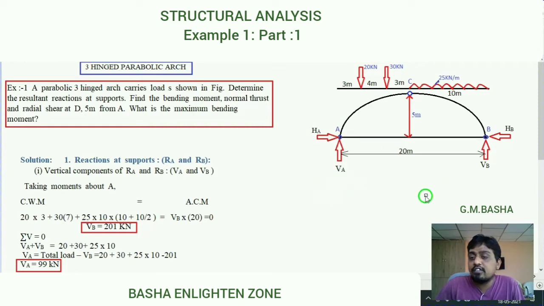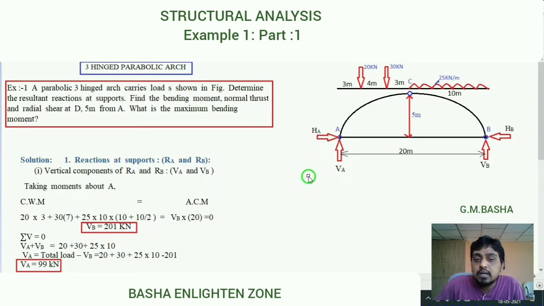See here, VA and VB. I am going to find VA and VB, the vertical components of RA and RB, which are generally denoted by VA and VB. So here I am taking entire moments about A. Taking moments about A means I am resolving all the moments about A.